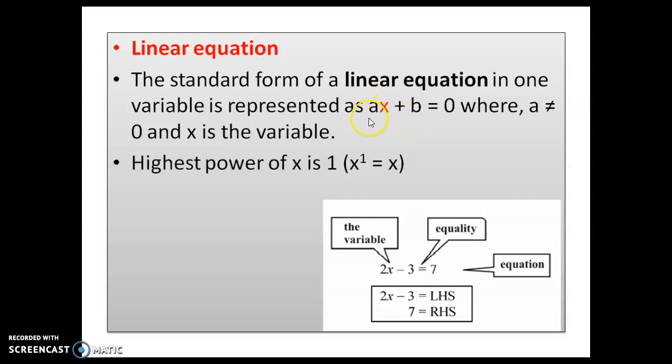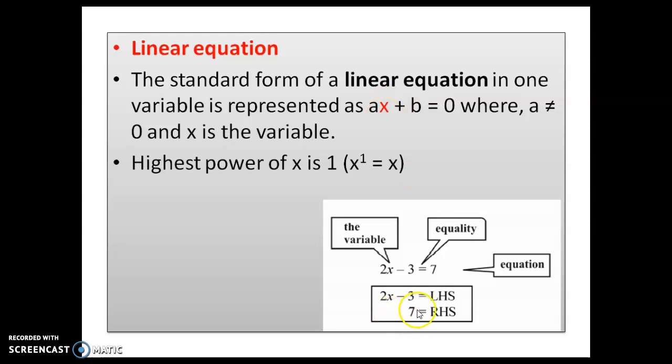Here a should not be 0. If a is 0, what will happen? x into 0 is 0. Then that won't be a linear equation. b can be 0, but a should not be 0. Then only x will be there. Then only we can get a linear equation.